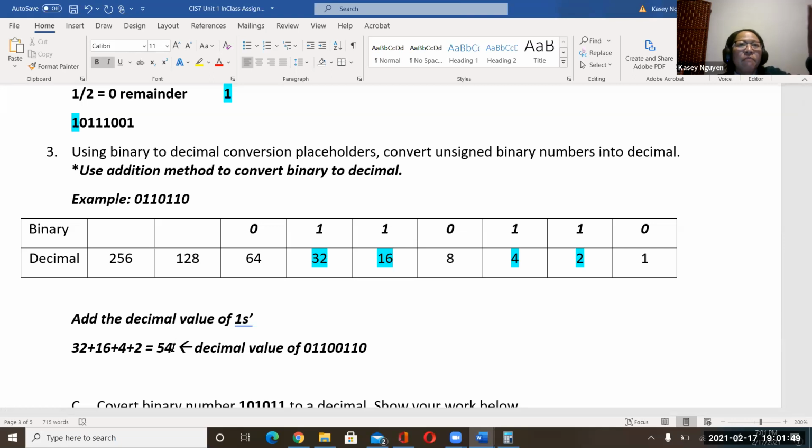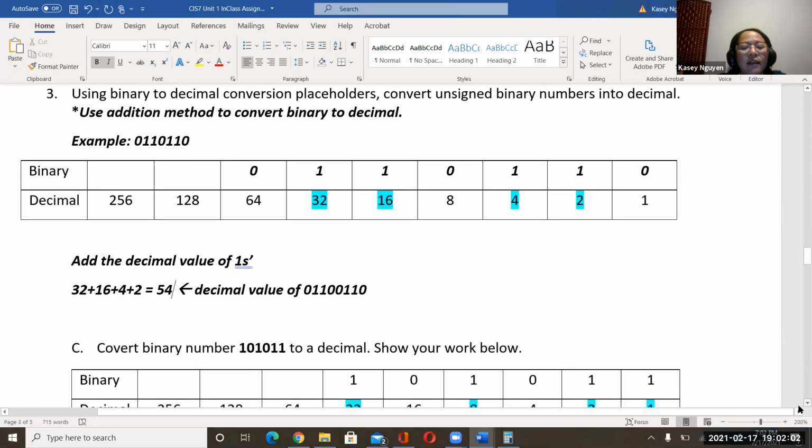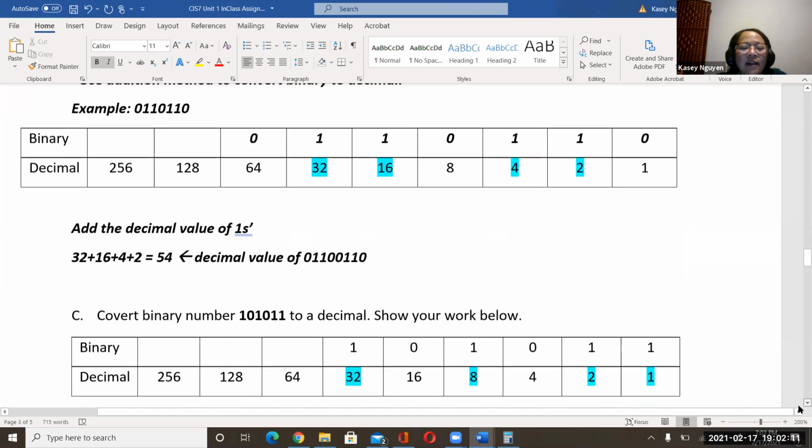So when you're going from binary to decimal, you would do the addition method. When you're going from decimal to binary, you subtract or divide. Any question with this? Number 3 example. Let's do C together.